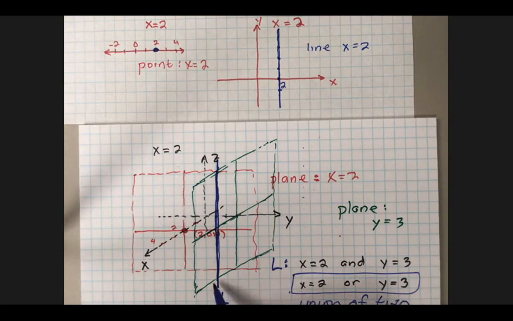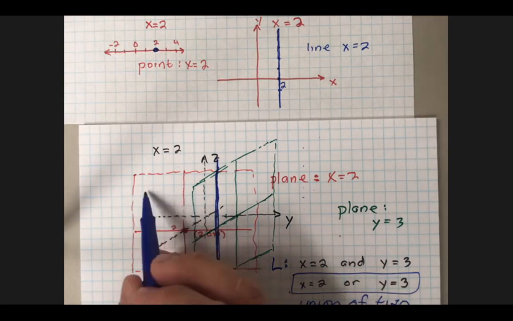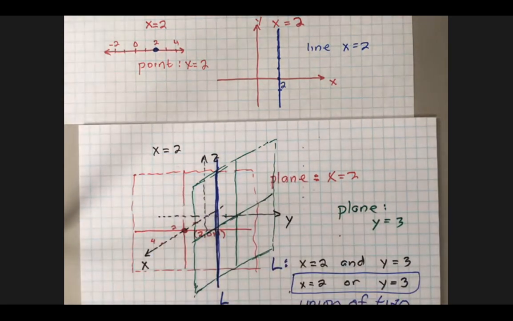Here, it's the line parallel to the z-axis, specified by x equals 2 and y equals 3. And here, the union of two planes, it's these two pages of the book, the red page and the green page of the book.